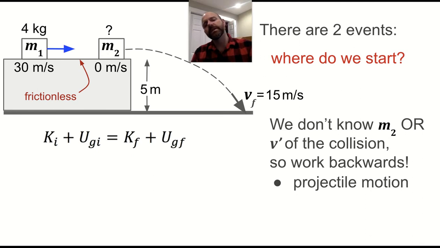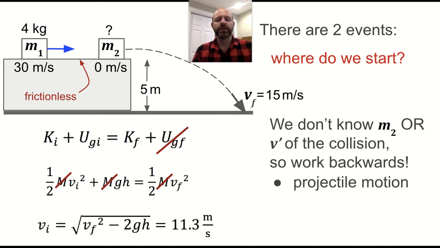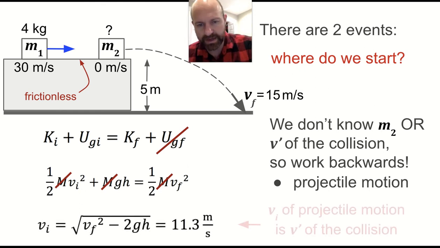Normally with projectile motion, you might think of this as a problem where you would use kinematics. But since we're talking about conservation laws here, we're going to use this. I don't actually care about how long it took to fall. All I'm interested in is what was that initial velocity. There's no gravitational potential energy at the end, so we should be able to solve for the initial velocity just before the blocks left the table using this method. Everything cancels out and you end up with 11.3 meters per second.